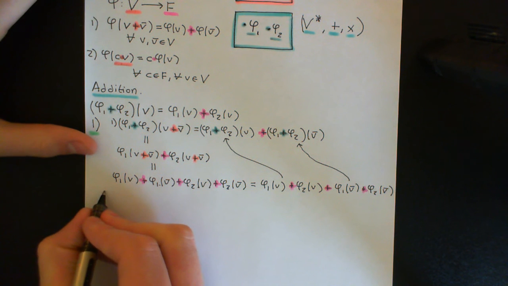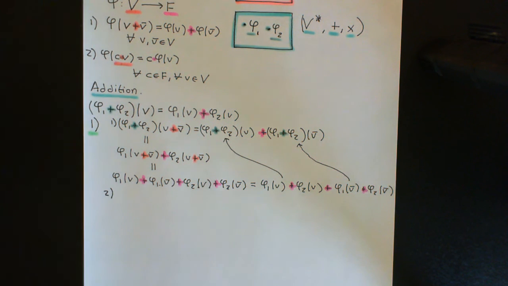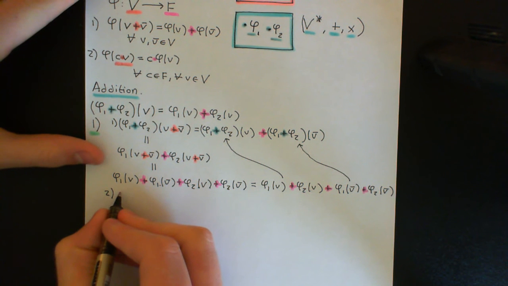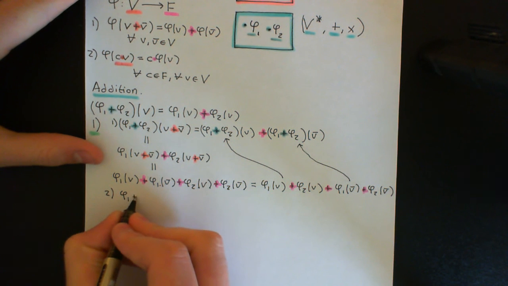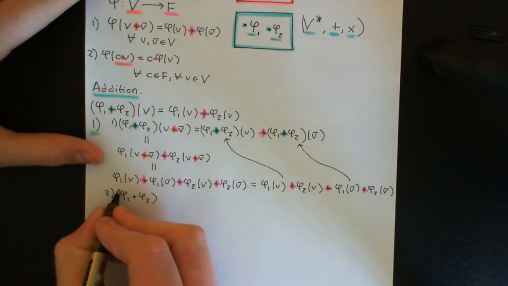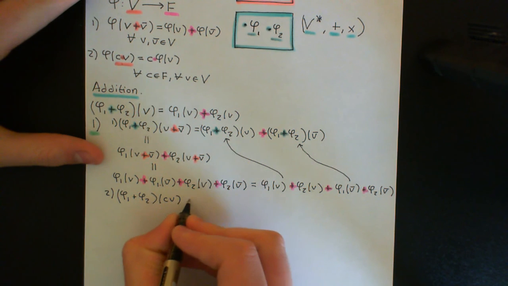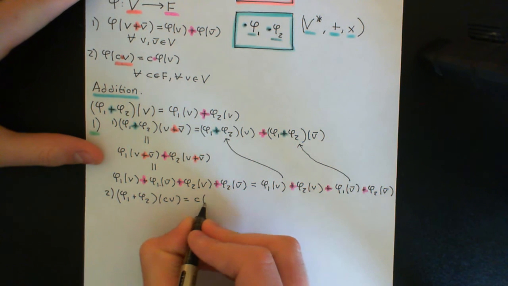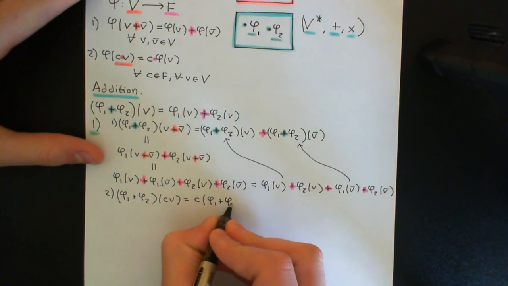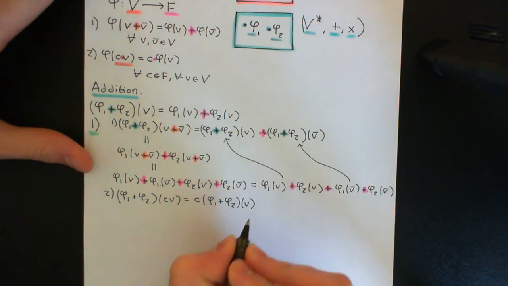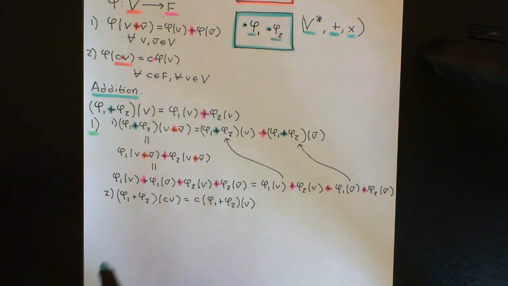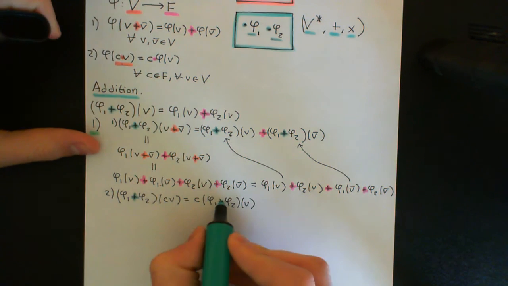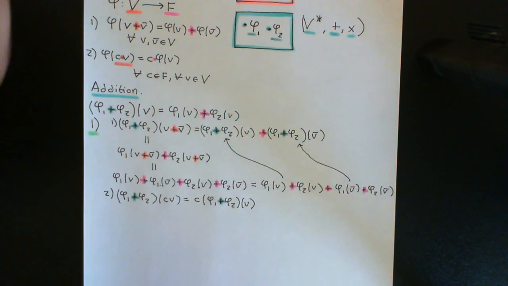Now let's check criterion number 2, okay, which is all about scalar multiplication. So what we want to show then is that (phi1 plus phi2) of c times v is equal to c times (phi1 plus phi2) of v, like so. So let's just put some colour on here. So we'll have, this is addition obviously in our dual vector space.